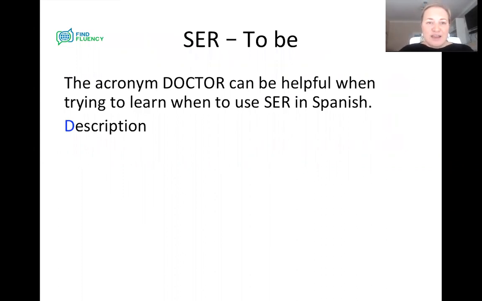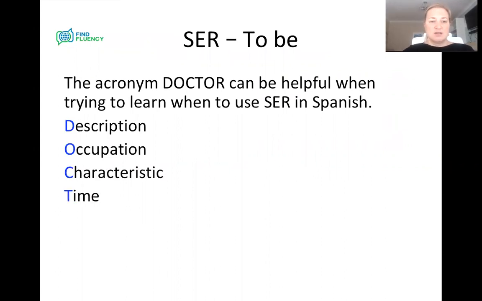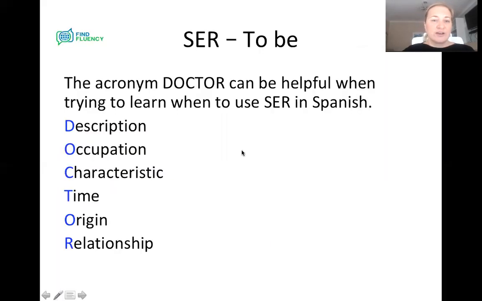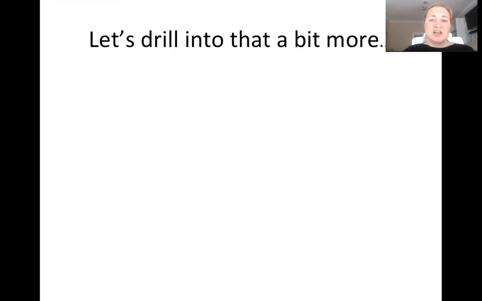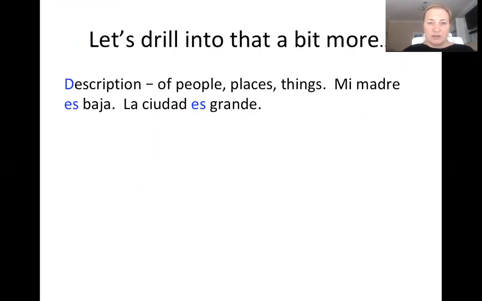Sorry. So I find the acronym DOCTOR can be really helpful when we're trying to learn when to use the verb ser in Spanish. So the D is for description, the O is for occupation, the C is for characteristic, the T is for time, the second O is for origin, and the R is for relationship. Right, okay, great, Jennifer. We've got this lovely little acronym. What does that actually mean?